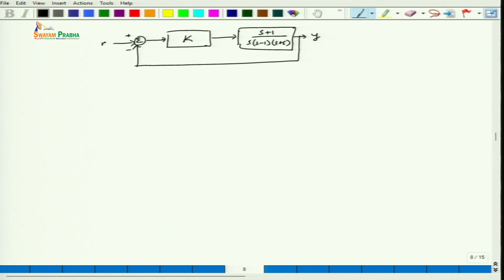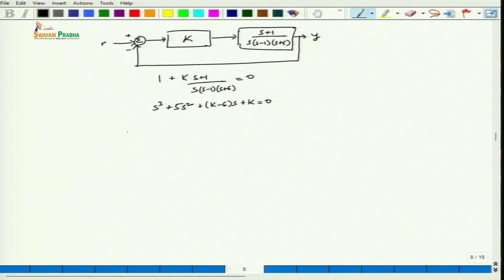So, to do that, we formulate the characteristic equation, which is 1 plus K times (s plus 1) divided by s into (s minus 1) into (s plus 6) is equal to 0, and based on this we can get s cube plus 5 s square plus (k minus 6) s plus k is equal to 0, which is our characteristic equation.